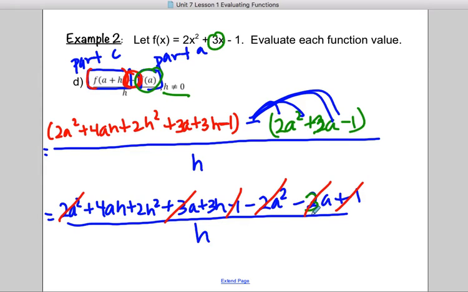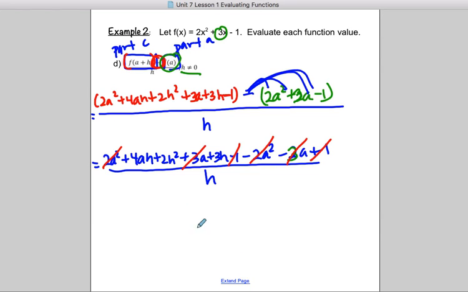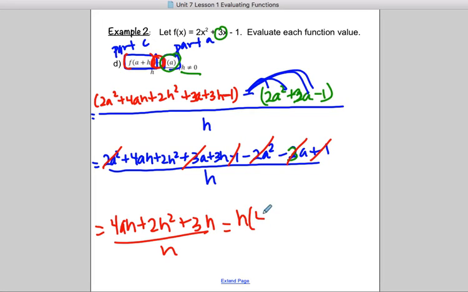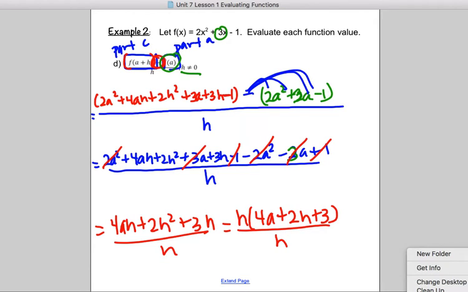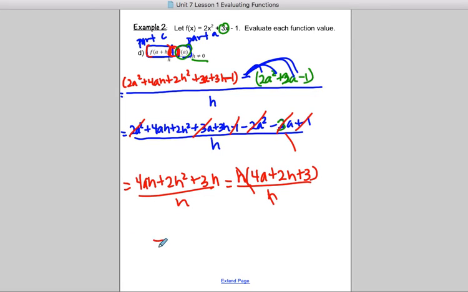And there's that. Now if I look at what I have left on the top, I have 4ah plus 2h squared plus 3h all over h. I would notice that all of these have an h in them, so I'm going to factor out an h. So I'll have 4a plus 2h plus 3 all over h. And then you should see those h's will cancel. And my final answer will be 4a plus 2h plus 3.